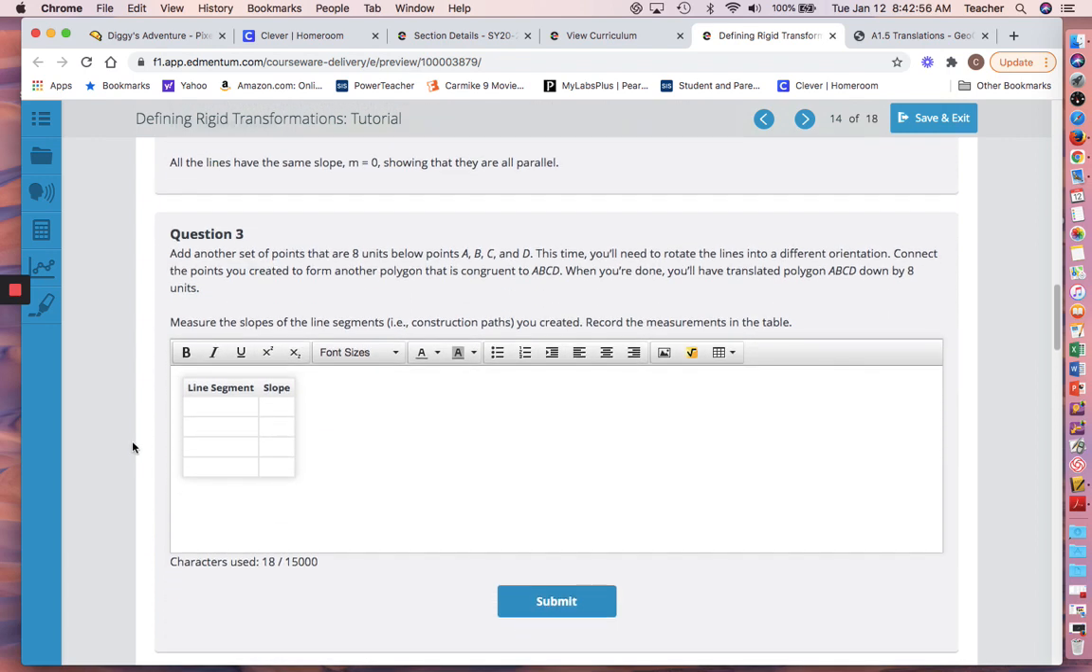Question 3. All right, add another set of points that are 8 units below A, B, C, D. This time you'll need to rotate the lines into a different orientation. Connect the points you created to form another polygon that is congruent to A, B, C, D. When you're done, you'll have translated the polygon down by 8 units. Measure the slopes. Well, down, I just said this. How funny. So this time they're going to be vertical lines because going down means vertical, which means all of my slopes are going to be undefined, or you can put no slope.